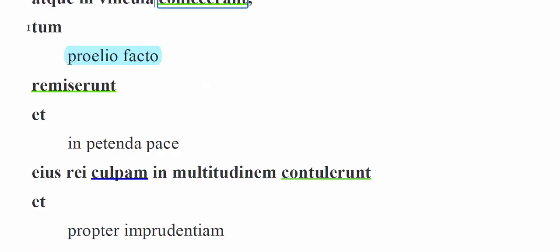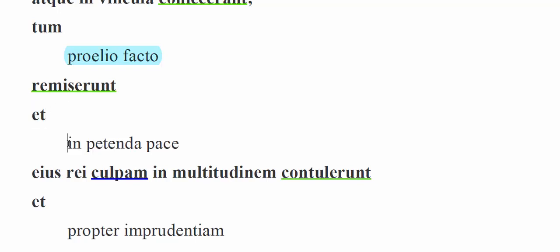And so now, that would mean coming to now, proelio facto, once the battle was over, ablative absolute, the battle that we just fought, the landing. Once that was over, what did they do? Remiserant. Well, that's big of them, I suppose. They brought him back. They sent him back.